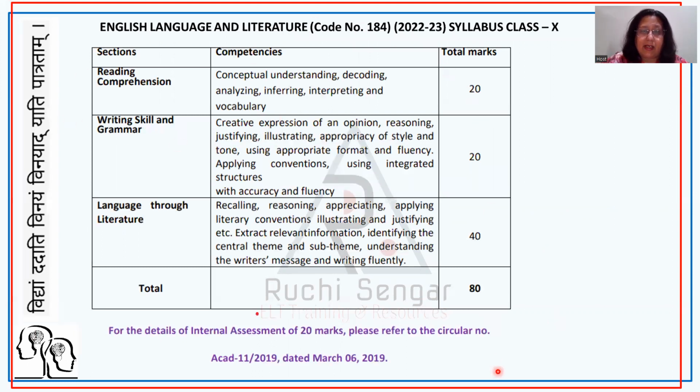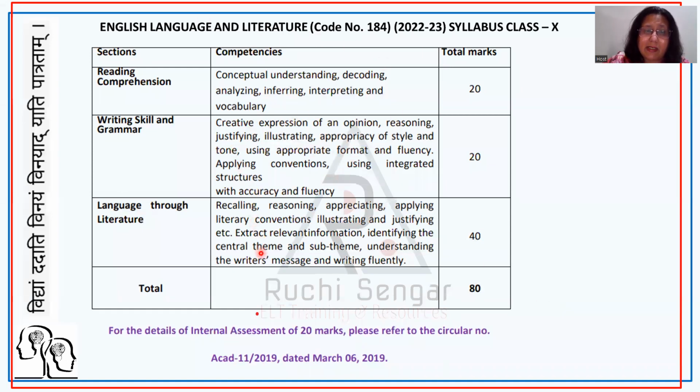Then you have these. You have 20 marks for reading comprehension, 20 for writing skills and grammar for the paper now. This is for the paper. 20, 20, 40. That is a total of 80. So we know it's going to be an 80 mark paper.